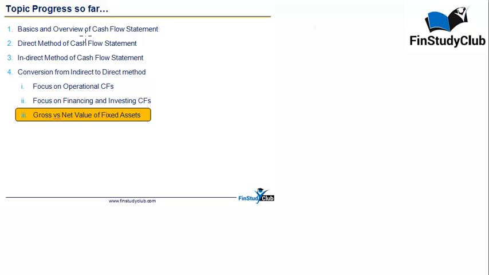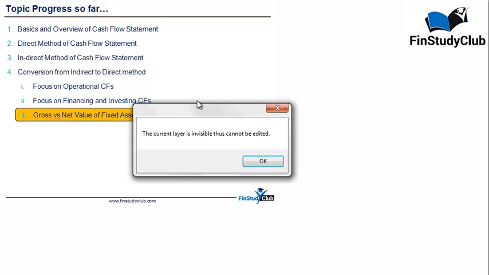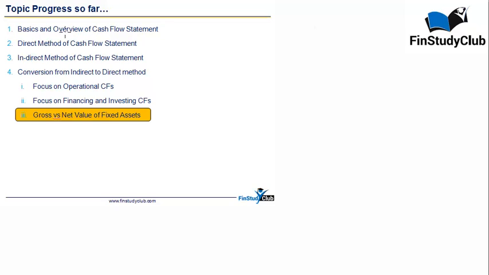recordings, wherein first we had talked about the overview and basics of cash flow statement. Then we had talked about the direct method in detail with a very good example. Then we talked about the indirect method, again with lots of examples. And before coming on to this topic, the conversion part, we have already recorded part 1, wherein we have talked about the operational cash flows. Then part 2, where we talked about the financing and investing cash flows. And here we are almost at the third stage.